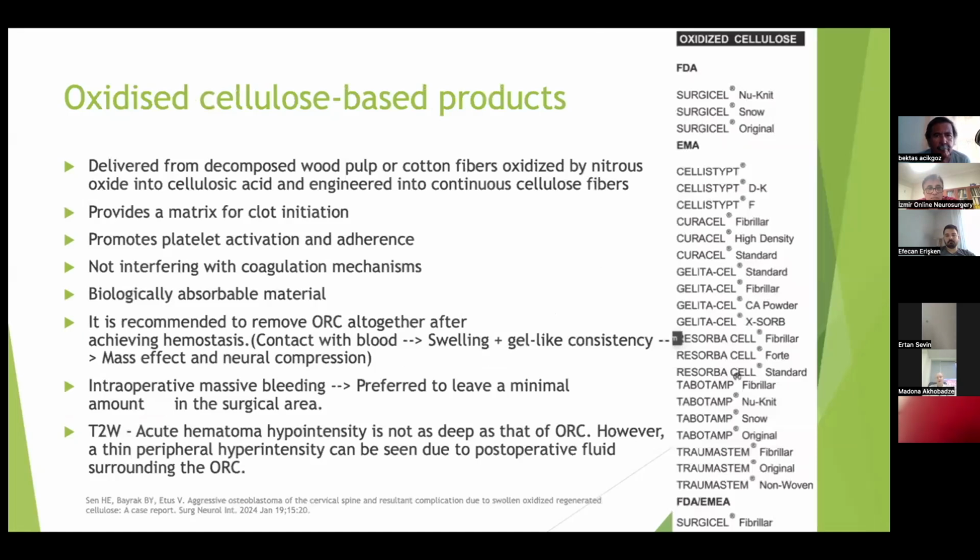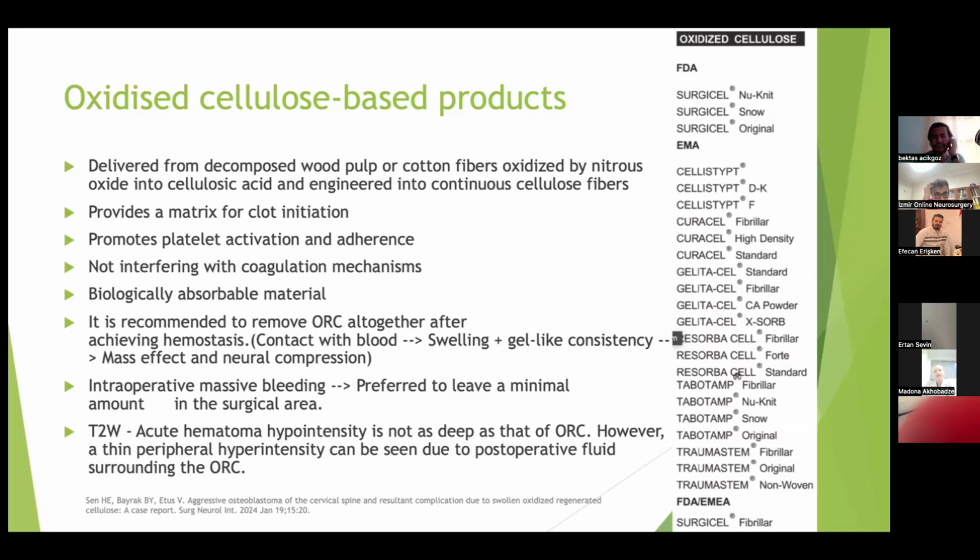Next come the oxidized cellulose-based products. This also is a very familiar thing for most neurosurgeons. We usually call it Surgicel. It is derived from decomposed wood pulp or cotton fibers, which are oxidized by nitrous oxide into cellulosic acid and then engineered into continuous cellulose fibers. It again acts by a mechanical action. It provides a matrix for clot initiation and promotes platelet activation and adherence. It does not interfere with the coagulation mechanisms, and it is a biologically absorbable material.